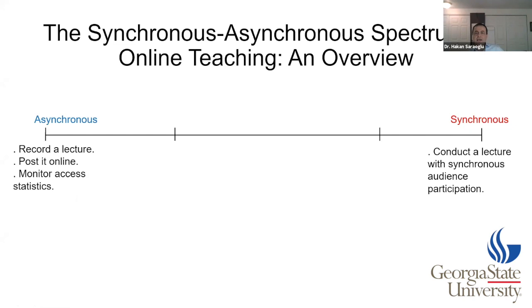So here are the ends of the platform, the spectrum. On the left, we have the asynchronous. On the right, we have the synchronous. And on the asynchronous, what you can do is record a lecture, post it online, and monitor its access statistics, how many students actually participated in it, and all that. On the right-hand side, conduct a lecture with synchronous audience participation using tools like Zoom we're using right now.